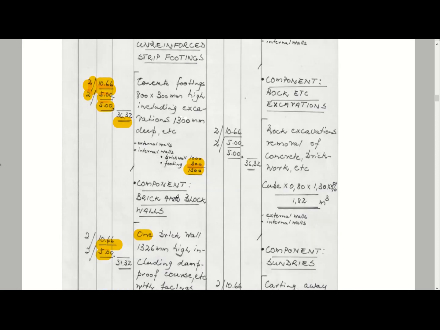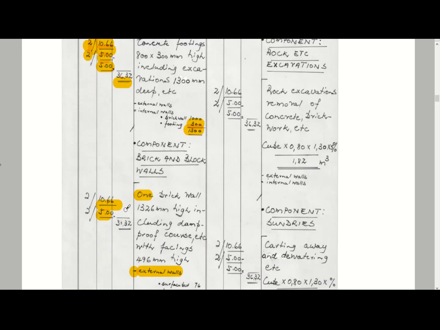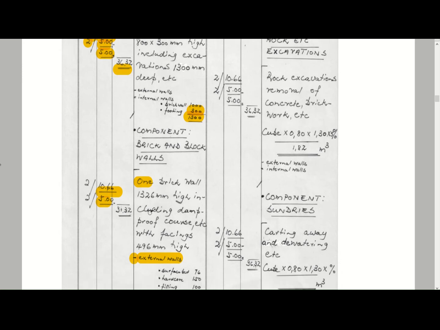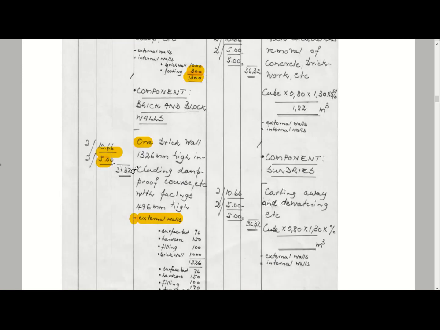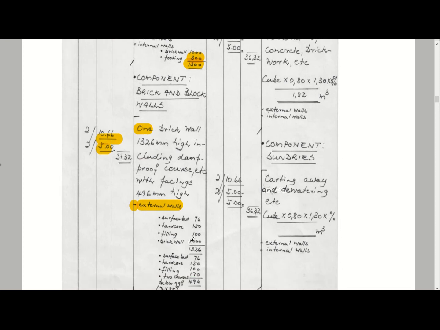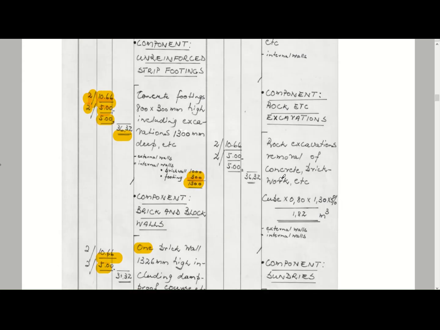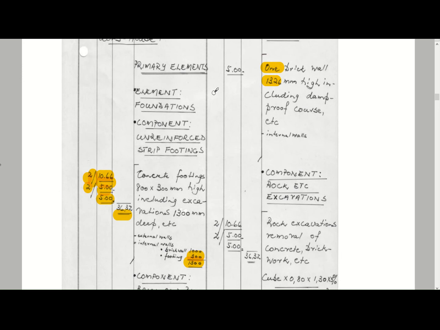Okay, this is the primary items. In this instance they just measured the length and allowed probably for the gable ends separately a little bit later on. So this is just for the foundations. That's why the gable ends are not measured yet. You will see a little bit later on where it's measured.